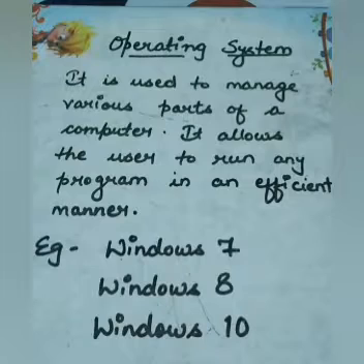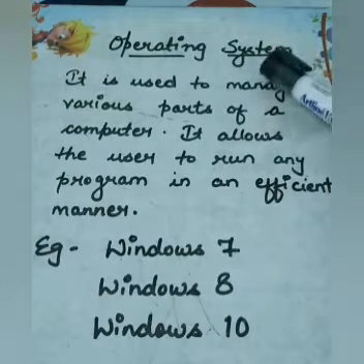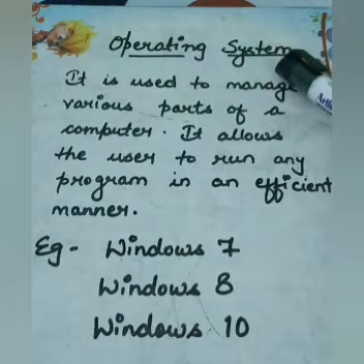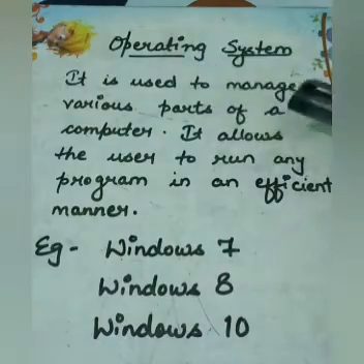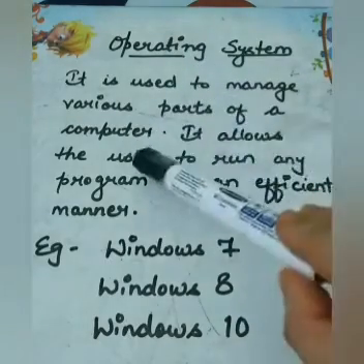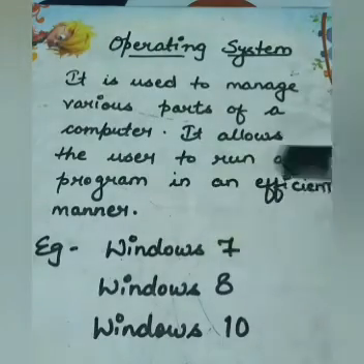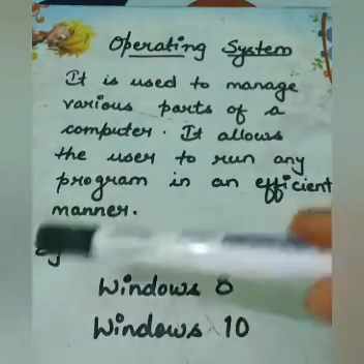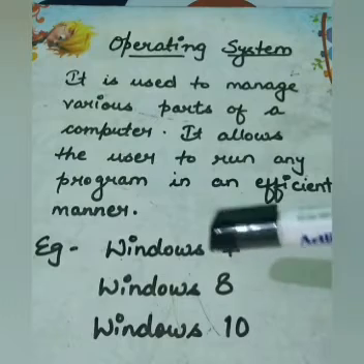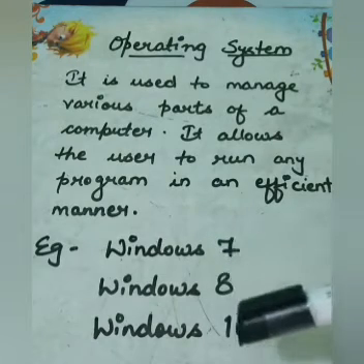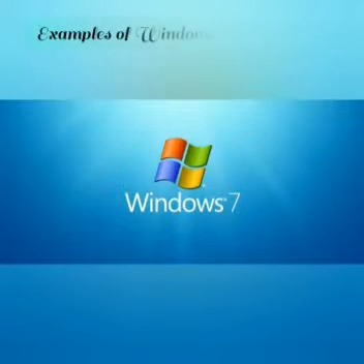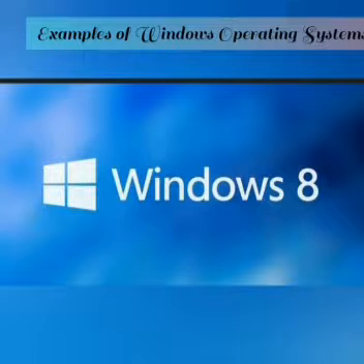Okay children, now let's discuss the operating system. It is one of the most important system software. It is used to manage various parts of a computer. It allows the user to run any program in an efficient manner. A few examples of operating systems are Windows 7, Windows 8 and Windows 10. Look at the examples of Windows operating system.